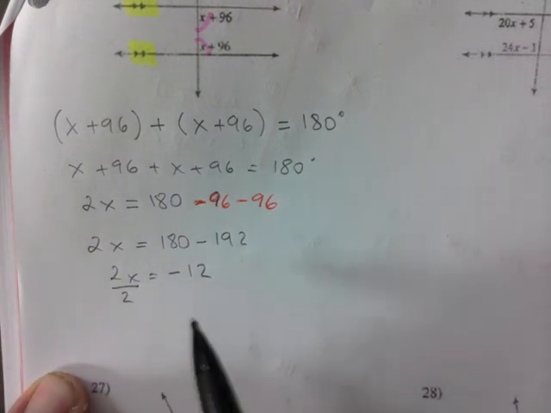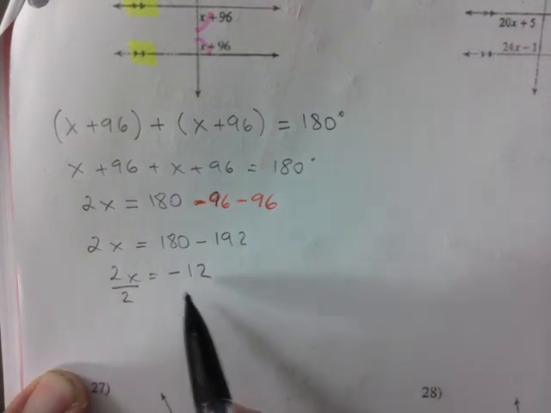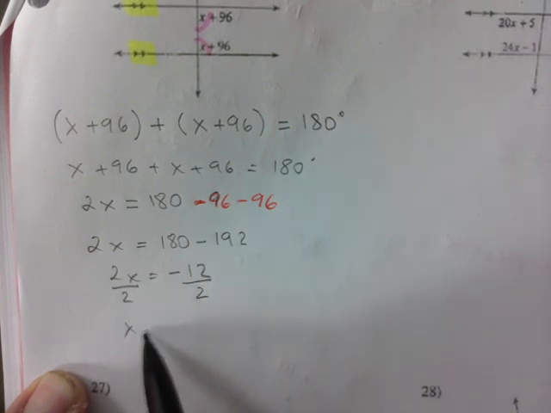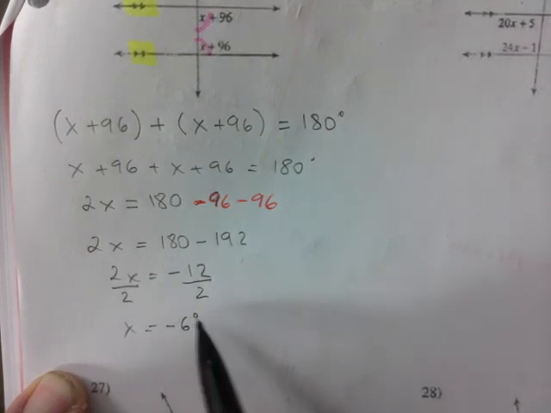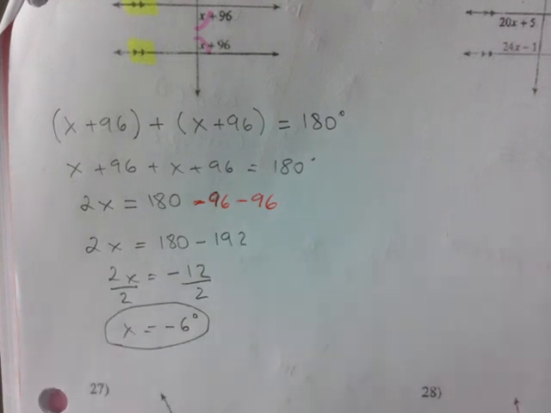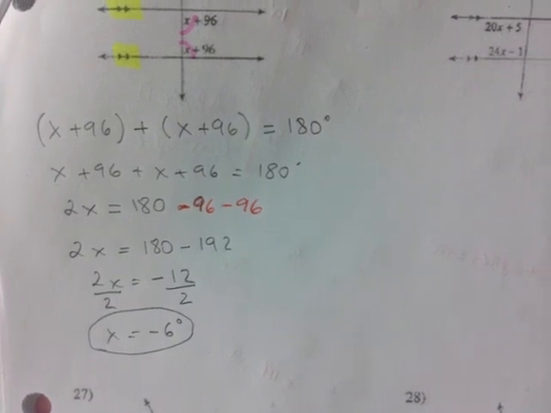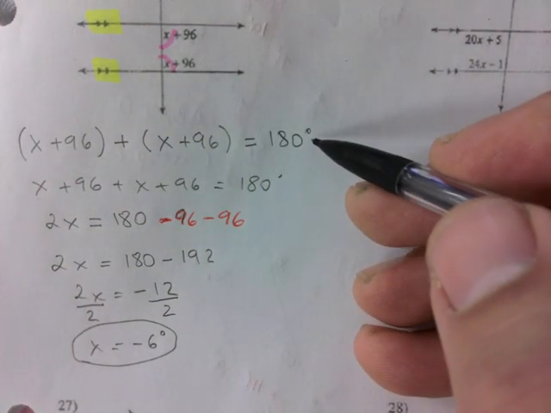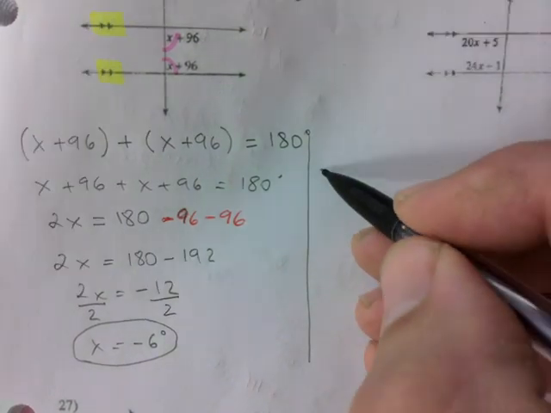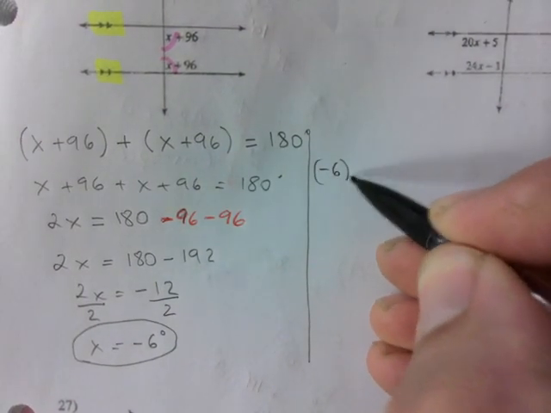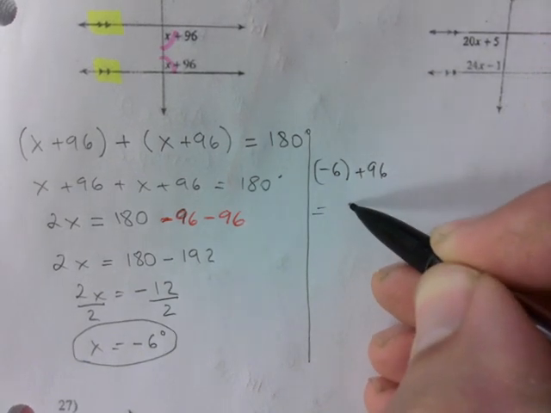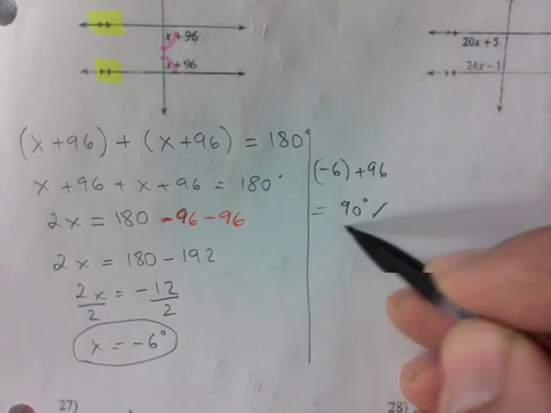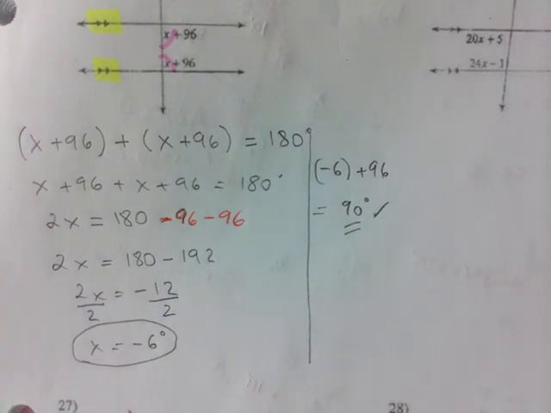And so divide both sides by 2. I usually use a red pen, but that's okay. So that'd be negative 6 degrees. So yes, believe it or not, it's negative, right? It will make sense now that we place the x values into our angles, and we just need to do it once, right? Negative 6, substitute that in, plus 96, that equals 90 degrees. They're both 90 in this case. So 90 and 90 adds up to 180.